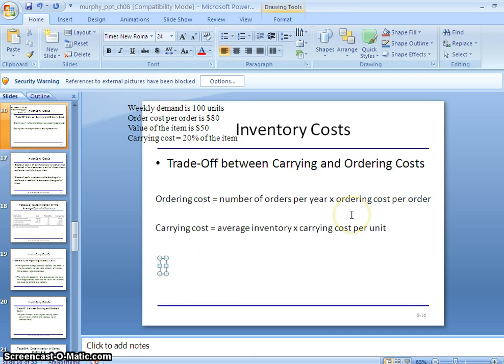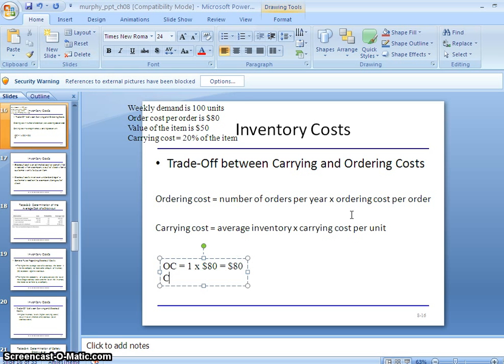If we order one time a year, our formula for determining the ordering cost is the number of orders per year, and we're going to order one time a year. So ordering costs equals one time a year times the cost per order, and as we see in our numbers up there, it costs us $80. So our ordering cost for ordering one time a year would simply be $80.